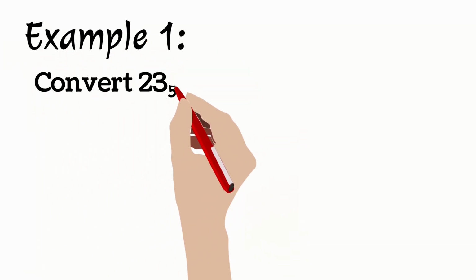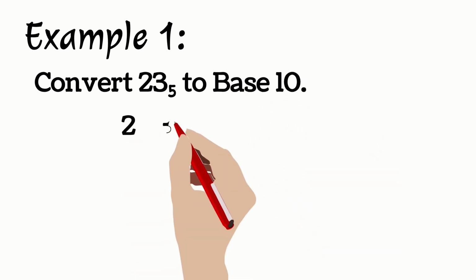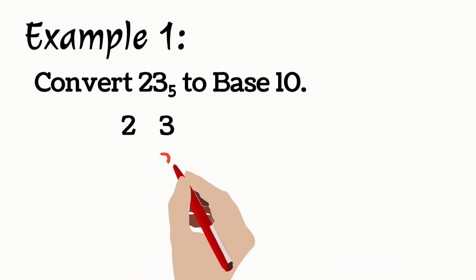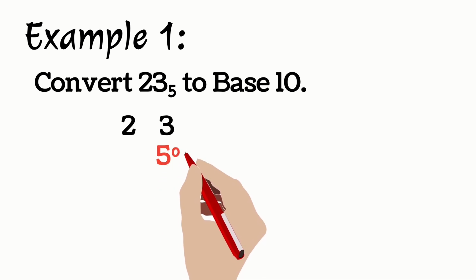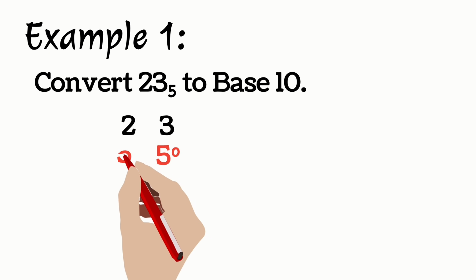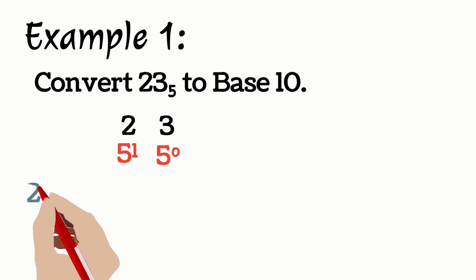Convert 23 base 5 to base 10. So let's remember our rules. For step 1, we're going to write out the powers of 5. So we have 5 raised to power 0 and 5 raised to power 1, under each digit.